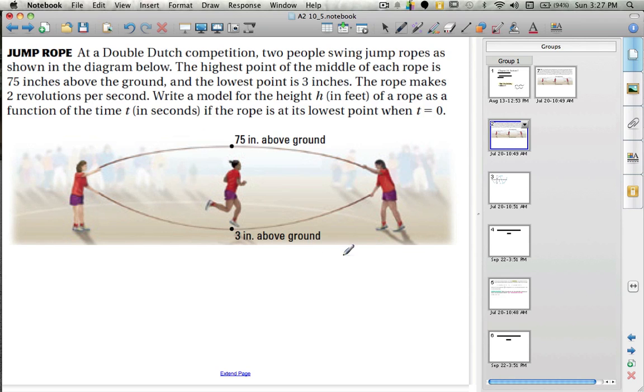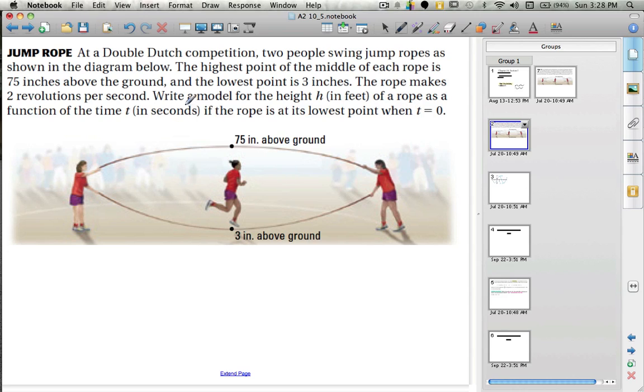Okay, a type of problem I might want to do is this one where we're jumping rope and we want to figure out the different heights. So the highest point for the middle of each rope is 75 inches above the ground. The rope makes 2 revolutions per second. Write a model for the height as a function of time. So we're going to write an equation.